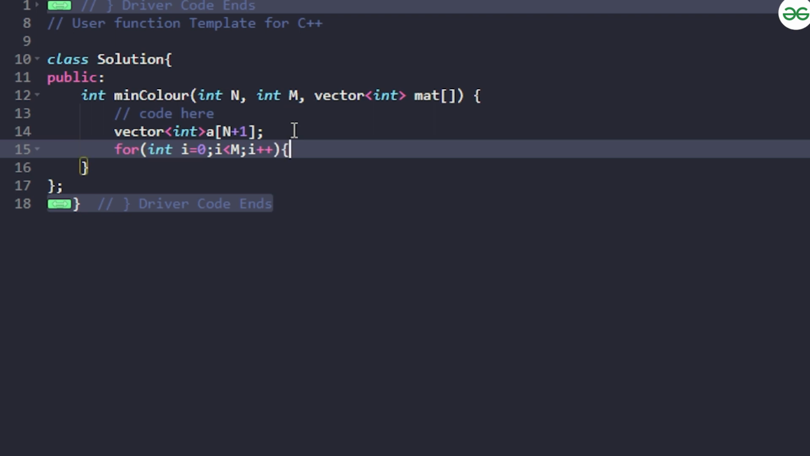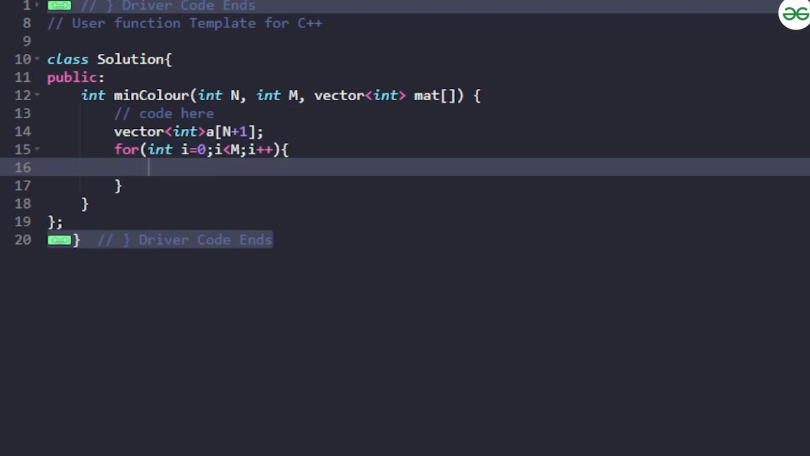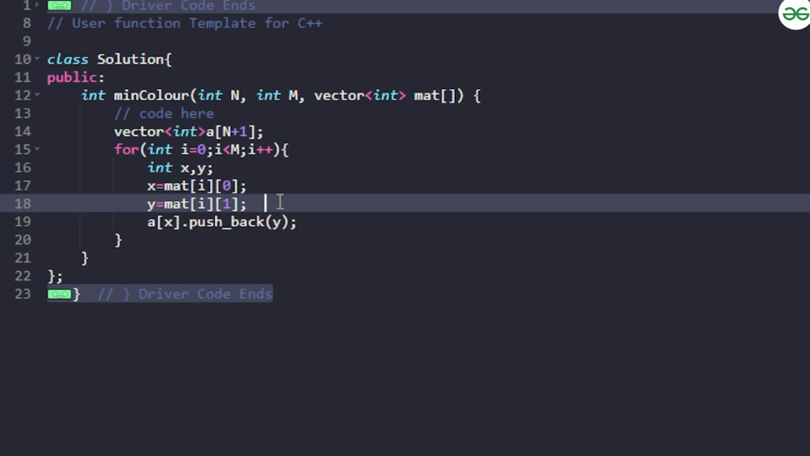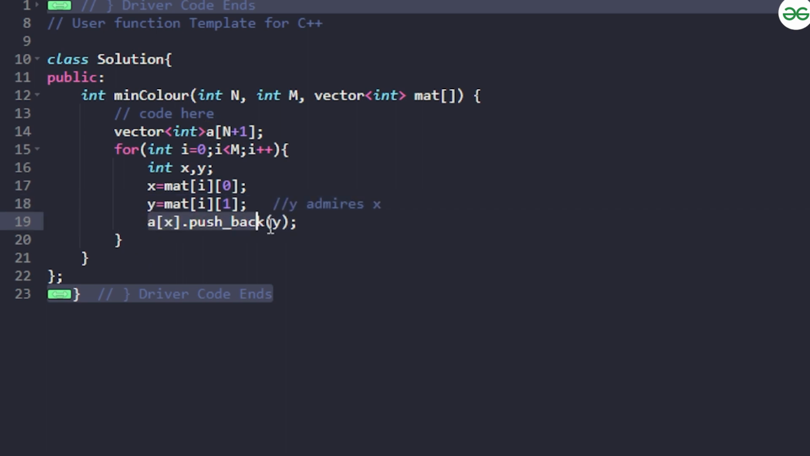Now we will create the graph. It shows that y admires x, so we will push back y in the index of x. This is how we will create the graph. Because this is a pair matrix, x comma y is the pair we have discussed, which means that y admires x. So we have pushed back the value of y, just like an adjacency list.